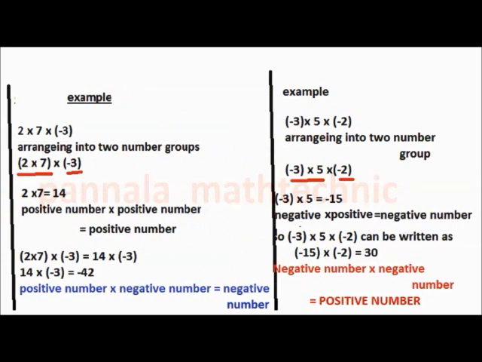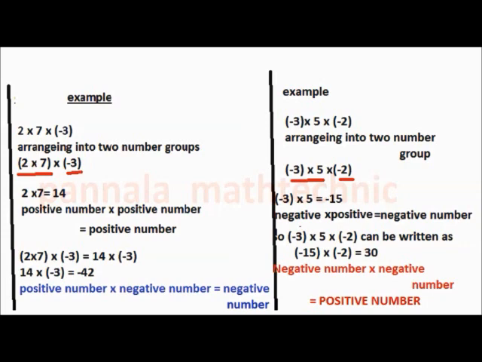Now another example, 2 multiplied by 7 multiplied by minus 3. Here one negative number is there. So arrange into 2 number groups. We can make a group of 2 multiplied by 7 and another number multiplied by minus 3. So 2 multiplied by 7 is equal to 14. Here a positive number multiplied by a positive number is equal to a positive number. So again 14 multiplied with minus 3.